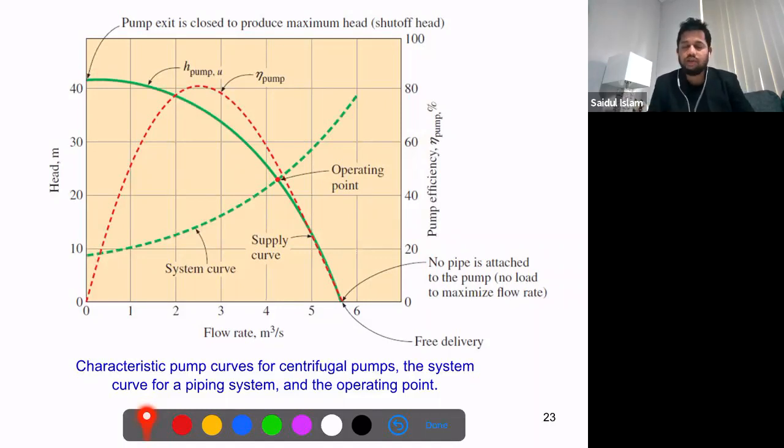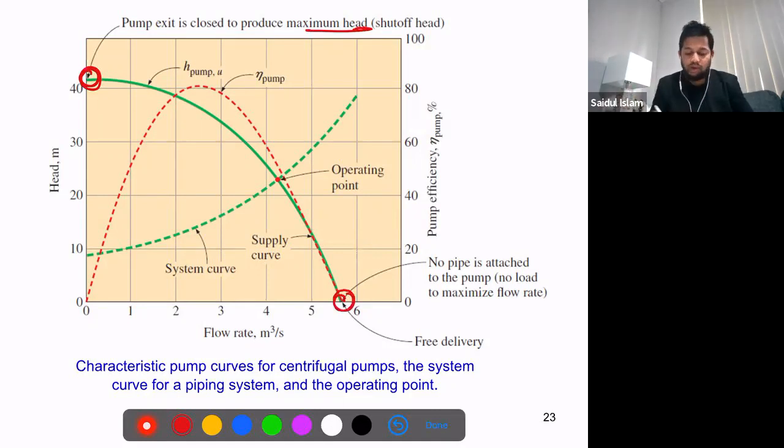The system curve is the curve where we draw the head with respect to the flow rate. So this is called the system curve. We can see the efficiency and the pump head, which come from benchmark experimental measurements. When the flow rate is increasing, we can see the pump head is decreasing. For the pump head, we have two things. The pump head will be maximum at this point on the vertical axis. This is called the maximum head. And this point is called the free delivery.